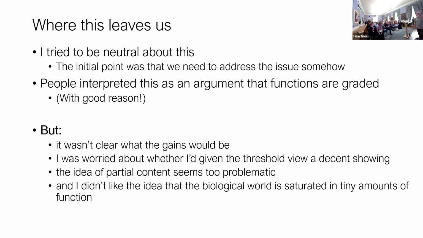So here are some problems. I'm not going to get through all of them, I don't think, with the time. First, I wasn't at all clear what the gains would be. It helps us deal with this problem of there being gradual degrees of natural selection, but beyond that, I'm not sure what good having a partial view of functions would do. I was worried about whether I'd really given the threshold view a good enough showing. I went very quickly there, and I didn't spend much more time on it in the article. This idea of partial content, if we were going to deploy it in teleosemantics, seemed extremely problematic. And I just really balked at the idea that the biological world is completely saturated in partial functions all over the place, for lots of different reasons, not the least of which is that it makes definitions of pathology quite tricky.